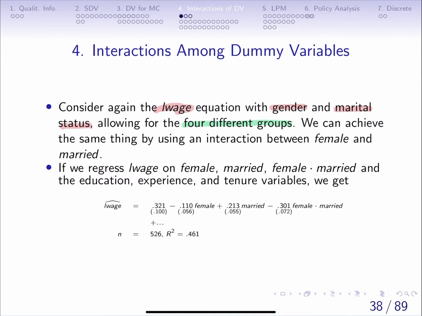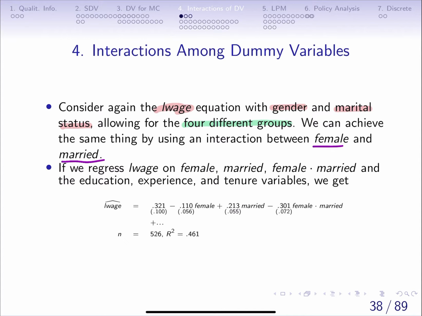But now I'm going to tell you that we can achieve the same thing if we had interacted female and married. And you might say, well, this seems easier than constructing those four categories. But the idea is that, when you're doing econometrics or learning this type of toolbox, you want to understand everything and how everything works and how you can get to the same thing by using different tools.